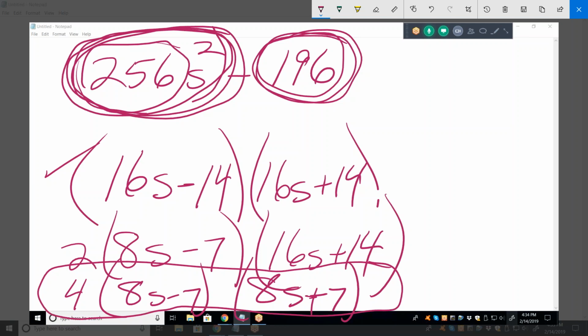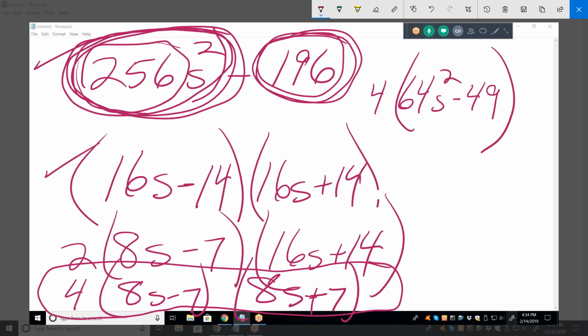I could take a 4 out up here and it actually would have worked pretty well. What I would have ended up with would be 4 times 64s squared minus, what would this have to be? 49 times whatever. Let's see, if I divide that by 4, what do I get? It's 49. In other words, I could have done it this way up here, where I factor out the 4 first, and notice that I'm still left with difference of perfect squares. Factor that, what I've just underlined there.